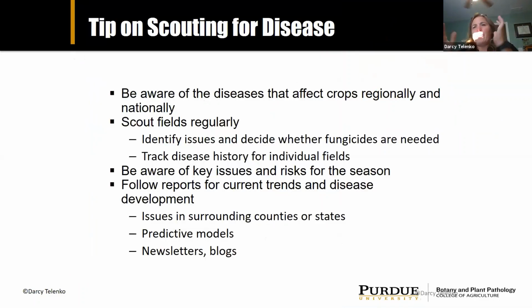So just a reminder, diseases, just to understand what diseases are out there, and I try to keep you posted on what we're seeing regionally. We have plots across all the packs. Keep scouting your fields regularly and decide whether fungicides are needed, and then just track disease history for fields. That'll help you decide if you want to pick a crop, a variety that has a little higher resistance, maybe if gray leaf spot has gotten out of control in one field or another. And I just want to, you know, our program tries to keep you aware of the key issues, and we'll try to keep you up to date on current trends and disease development across Indiana, and then I communicate across the Midwest and the United States.